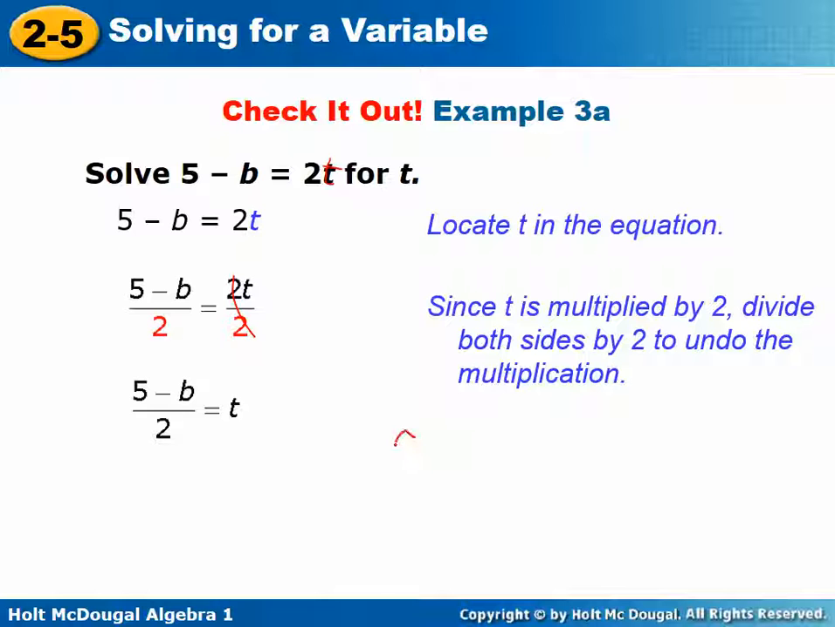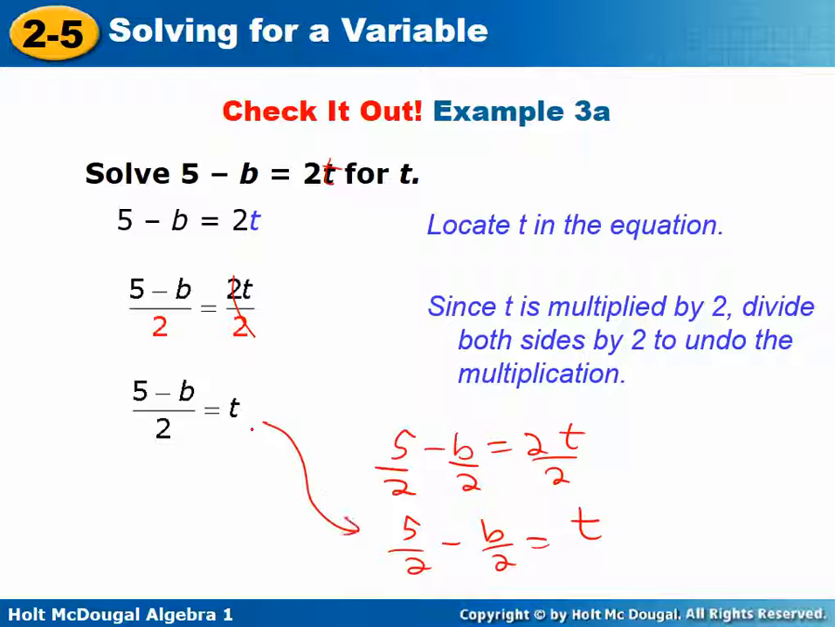The other way to do this problem that you'll see done sometimes is when you divide by 2, you divide every term by 2. So we would have 5/2 minus b over 2 equals t. This is also correct. Either of these would be a correct way of writing this formula, this equation. Solve for t.